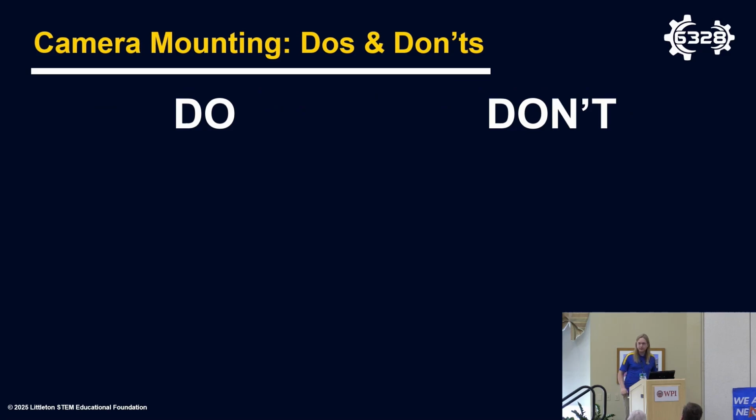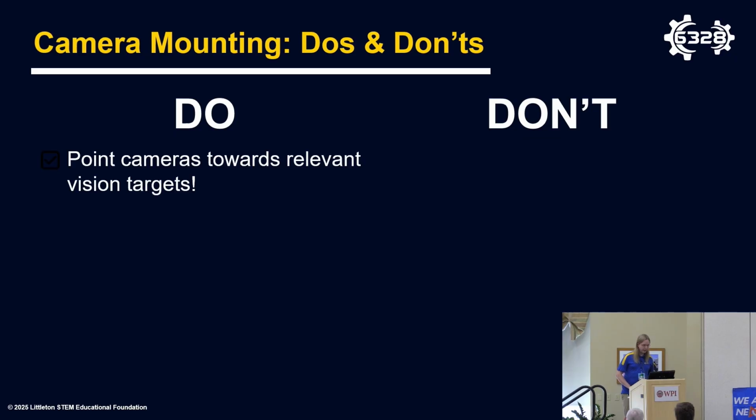Okay, so in building a vision system, what better place to start than cameras? This is one of the trickier aspects of vision because it is so dependent on the game and the robot. But here are a few bits of advice that apply in most cases, and I'll show an example on a 6328 robot in a moment. So first, the do's. Definitely point cameras towards relevant vision targets. This may seem obvious, but I've also seen a lot of teams who just focus on maximizing field of view, on getting a 360-degree angle, but really, you need to be thinking about what are you trying to see and from what positions. That should be the main driver.